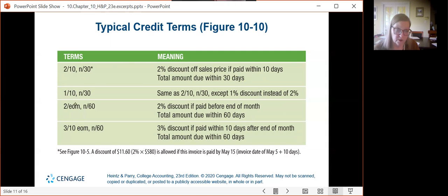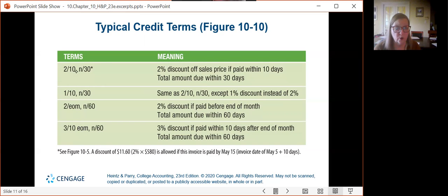Okay, now the third one. This one, the first set of terms says 2 slash EOM. EOM means end of month. So I'll give you 2% off if you'll pay before the end of the month. And the comma is just separating to say that was my early payment offer. That's what I'm offering. Now the last one was 310 end of month. So that's saying I'll give you 3% discount if you pay by the end of the month.